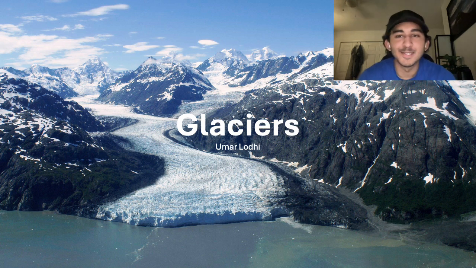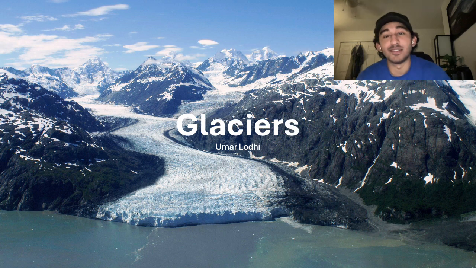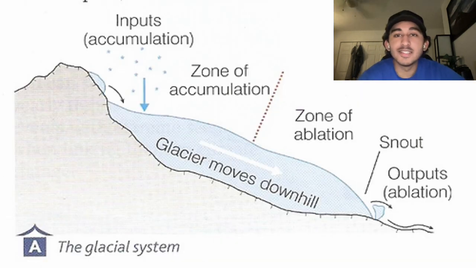Those giant, slow-moving rivers of ice. They're actually responsible for a lot of the dramatic landscapes that we see around the world, in places like Yosemite and the Alps over in Europe. So let's get started. So, what even is a glacier?